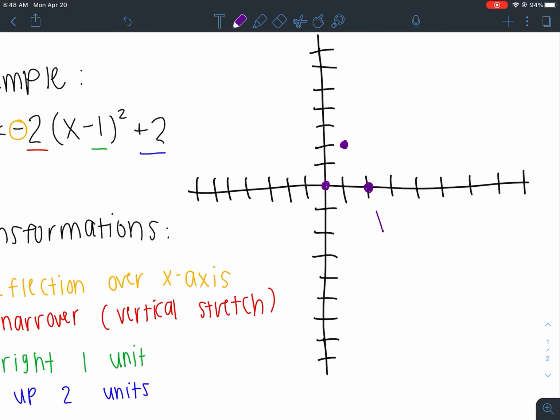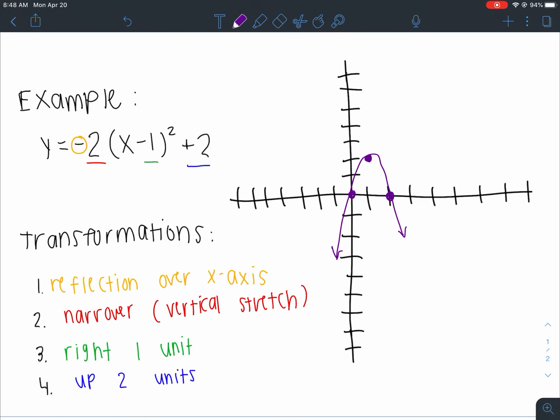So my quadratic looks something like this. That's how you would graph it. I know that you don't all have a graphing calculator at home, so you could just use Desmos and then plot the important points that Desmos sees.